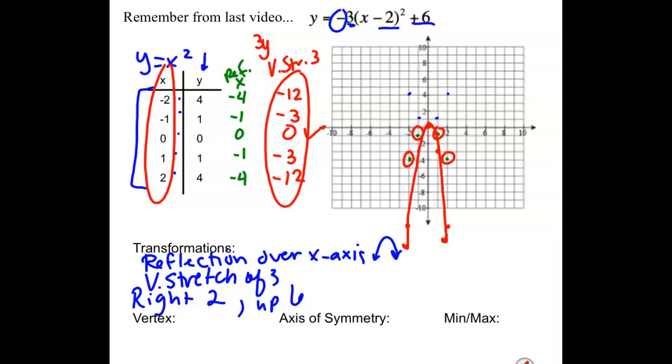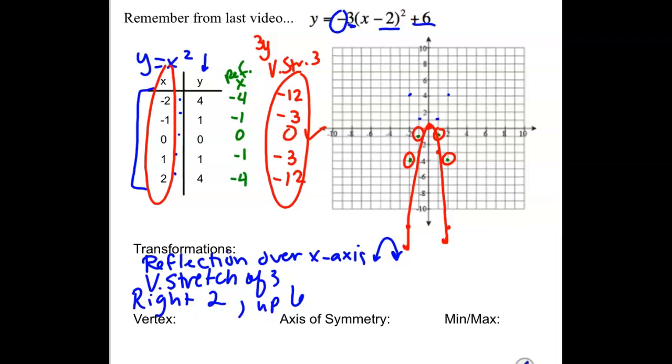And then the last thing that we have to do is we have to shift it right 2 and up 6. So we're going to take this red graph and we're going to take all of our points and move them right 2 and up 6. So my vertex is going to move to 2, 6. Make that a larger dot. And then each of the red dots will move right 2 and up 6.